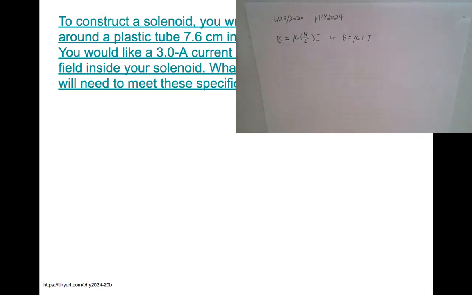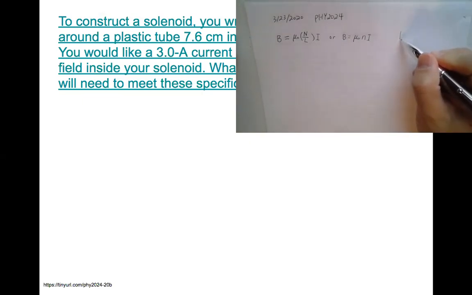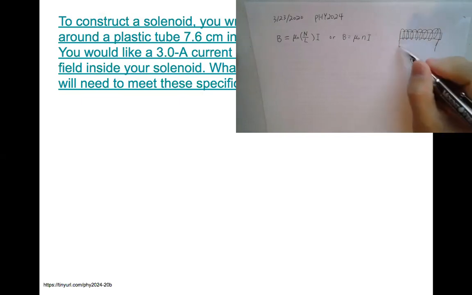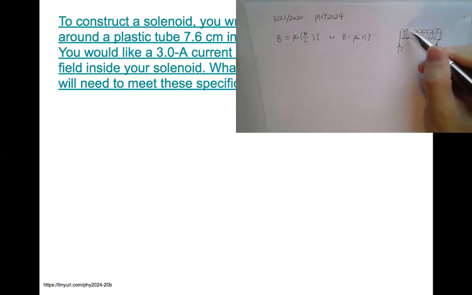You can sketch this. Assuming this is the plastic tube, you are going to wrap a lot of turns or coils around it. We'll just indicate a few of them. Then you are sending the current in here. Current will go X out over here. The L will be this L, the length of the solenoid, capital L here.